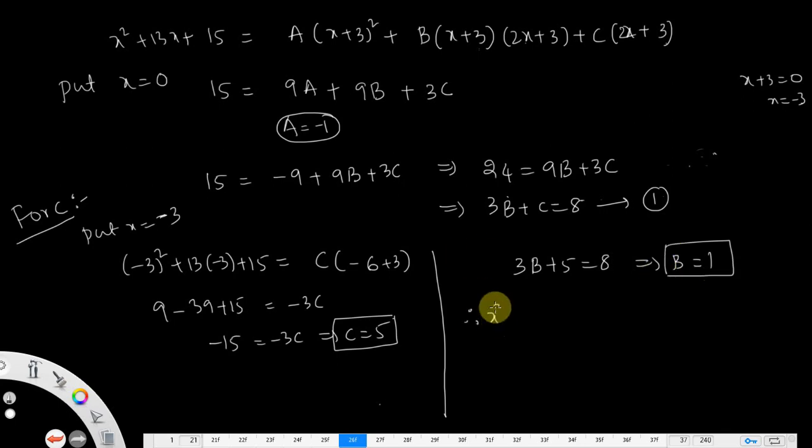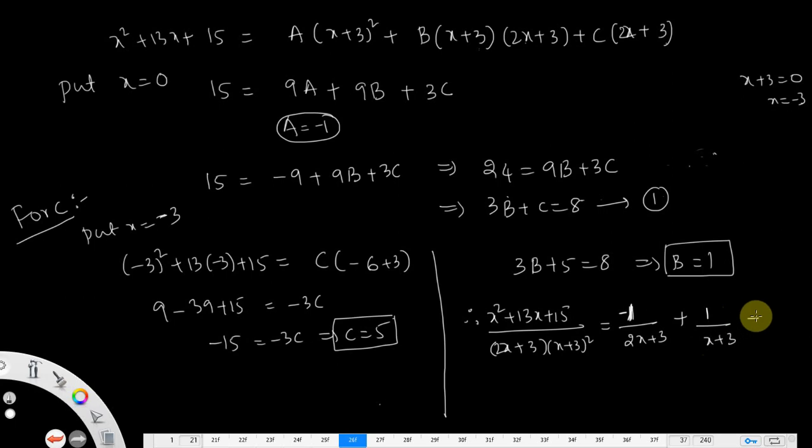Therefore, the expression can be written as (x square plus 13x plus 15) divided by (x plus 3)(2x plus 3), that is (x plus 3) whole square, which equals A, the value we got, minus 1, so minus 1 divided by 2x plus 3, plus B, which is 1 by x plus 3, and then C is 5 by (x plus 3) whole square. This is the method of solving by type 2 method.